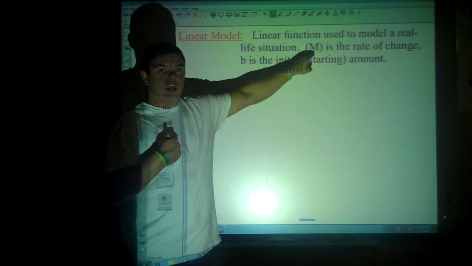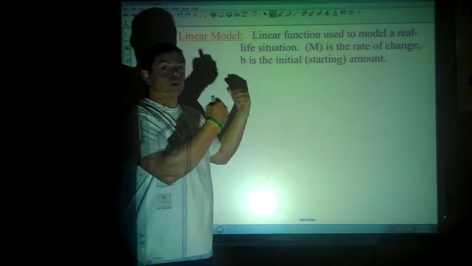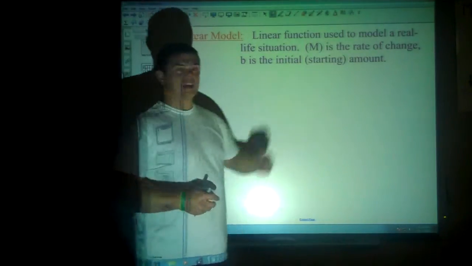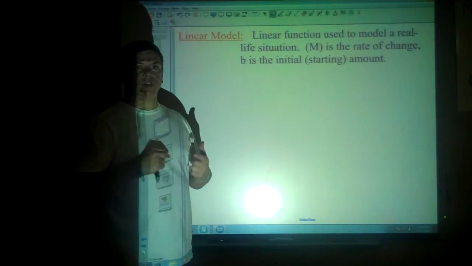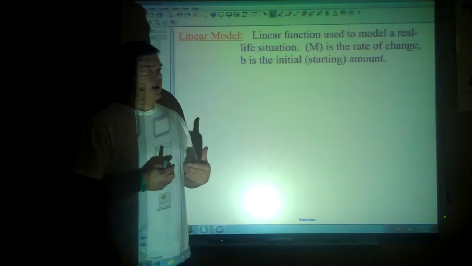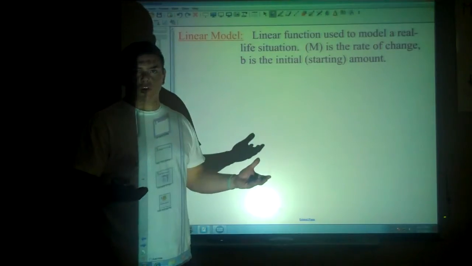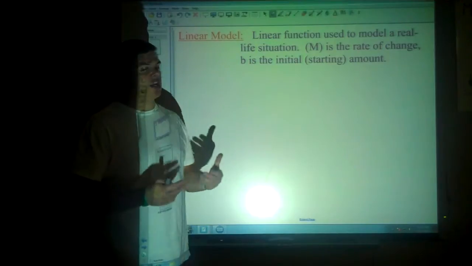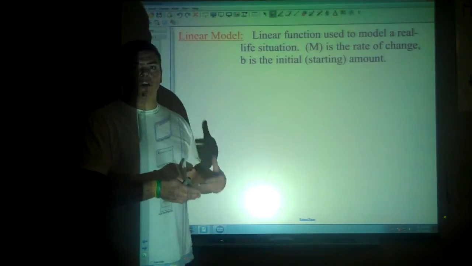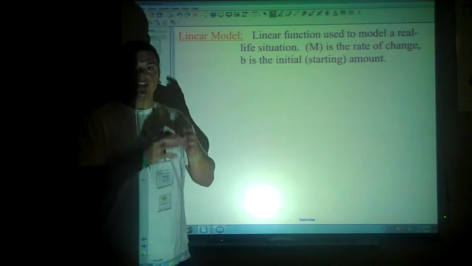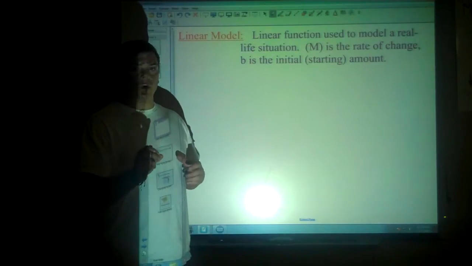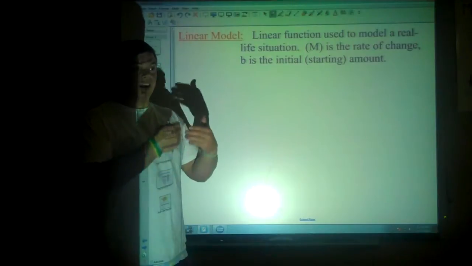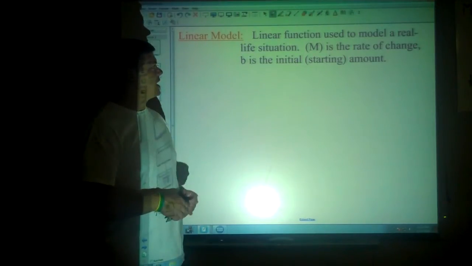M, as we know it, stands for slope. In a real life situation, that rate of change is how much it might be going up per month, or how much it might be going up per day. The amount of your salary that you get per month. Any rate that's constantly changing. Remember, it's not changing by, 1 month I make $100, the next month I make $200. It's the same amount. Remember that M, slope, is also the same as constant. So the constant and the slope, it constantly is changing at that same amount.